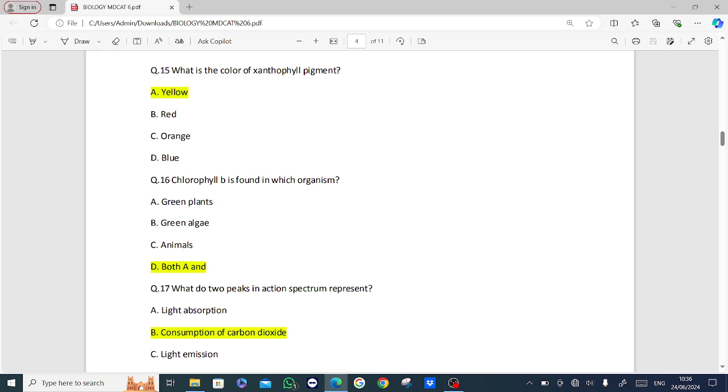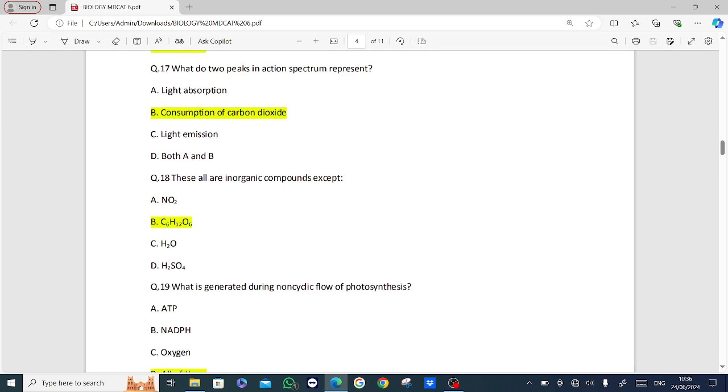Next MCQ is, what do two peaks in action spectrum represent? Options are light absorption, consumption of carbon dioxide, light emission, both A and B. Answer is option B, consumption of carbon dioxide.